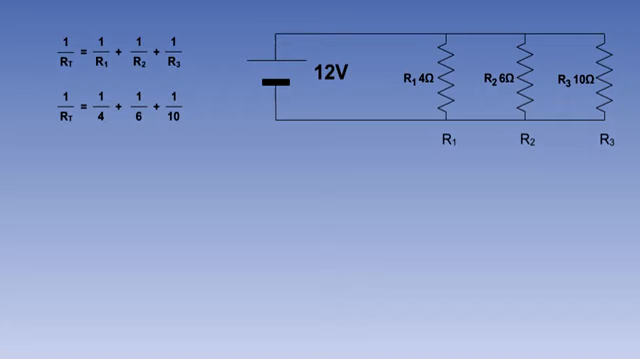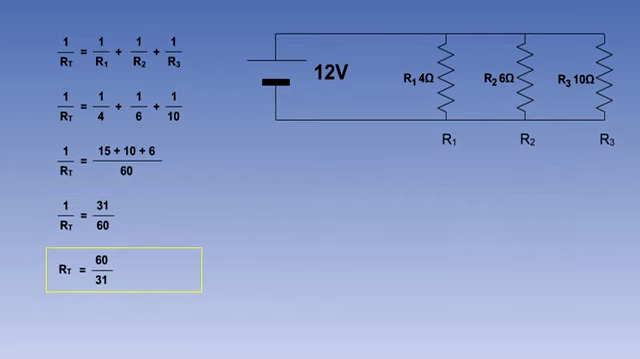You will recall from your school maths training that to solve this equation, we need to find the lowest common denominator for 4, 6 and 10. This is 60. So we can rewrite the equation as 1 over RT equals 15 over 60 plus 10 over 60 plus 6 over 60. 1 over RT equals 31 over 60.